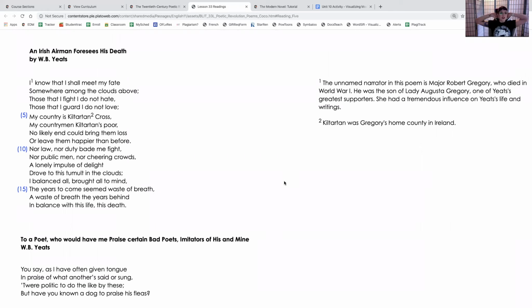I know that I shall meet my fate somewhere among the clouds above. Those that I fight, I do not hate. Those that I guard, I do not love. My country is Kiltartan Cross. My countrymen Kiltartans poor. No likely end could bring them loss or leave them happier than before. Nor law nor duty bade me fight, nor public men nor cheering crowds. A lonely impulse of delight drove to this tumult in the clouds. I balanced all, brought all to mind. The years to come seem a waste of breath, a waste of breath the years behind in balance with this life, this death.